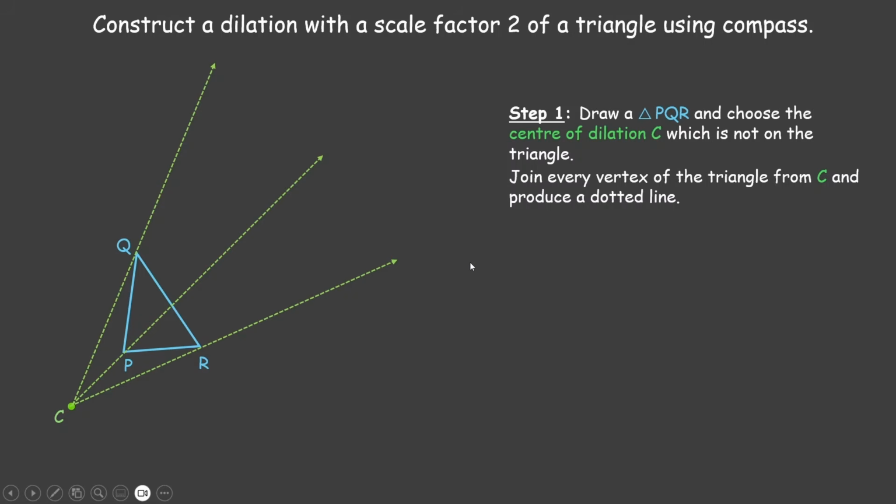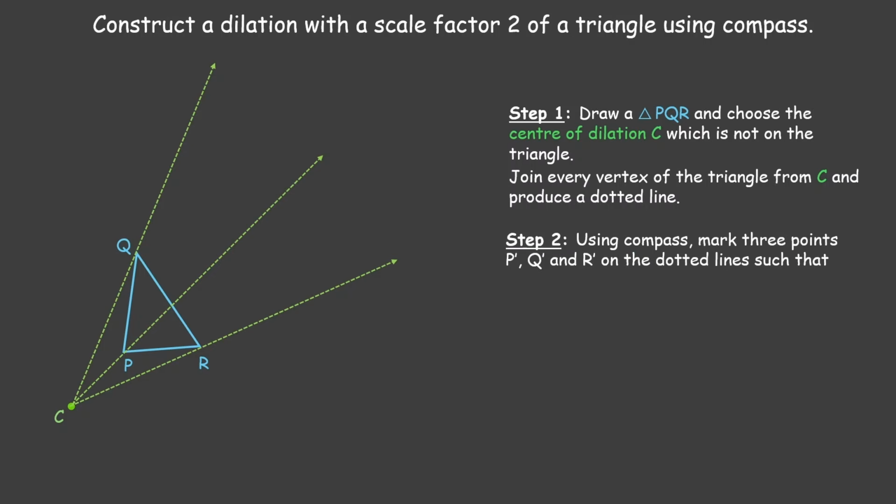Now, our step 2 is to mark 3 points. So using compass, we will mark 3 points P dash, Q dash and R dash on these dotted lines such that CP dash is K times CP, where K is the scale factor which is 2. So this is twice of CP. Now I need a point P dash over here such that CP dash is 2 times CP. Let's keep a compass needle at C and measure CP.